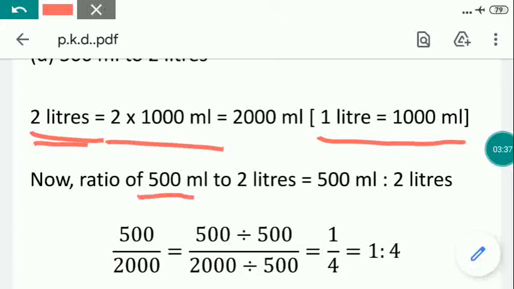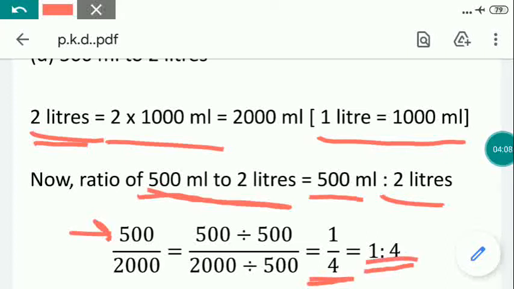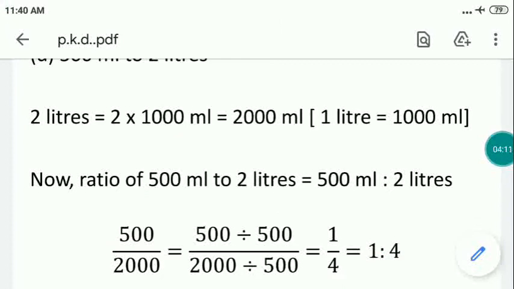Now ratio of 500 ml to 2 liter is equal to 500 ml to 2 liters, which is equal to 500 upon 2000. We get the quantities in ml. So 500 upon 2000, which is equal to 500 divided by 500 upon 2000 divided by 500. We simplify it in its lowest form, which is equal to 1/4. So it is read as 1:4. So ratio is 1:4.